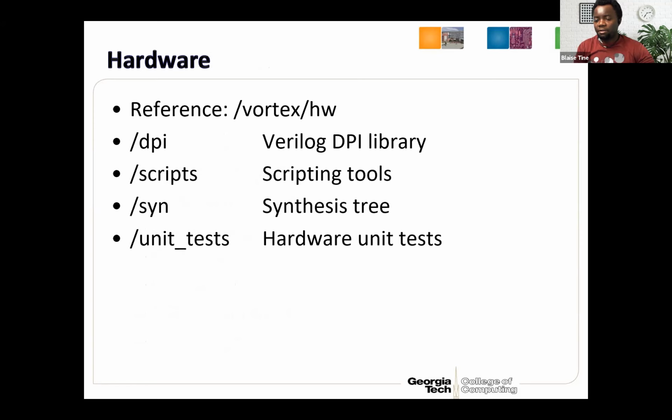In the hardware section, under the hw folder, we have a folder called DPI. This is where we place all the Verilog DPI library. We extensively use the Verilog DPI feature for enabling tracing of the entire code base, but also more importantly to speed up the execution of Vortex when you're running in simulation mode.